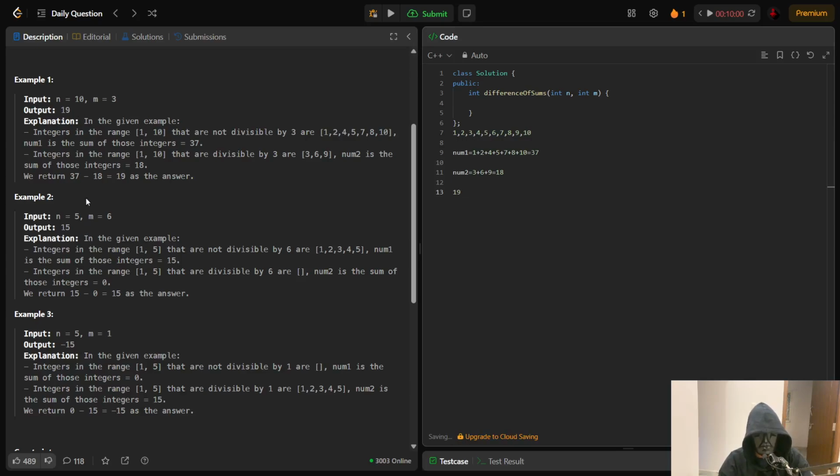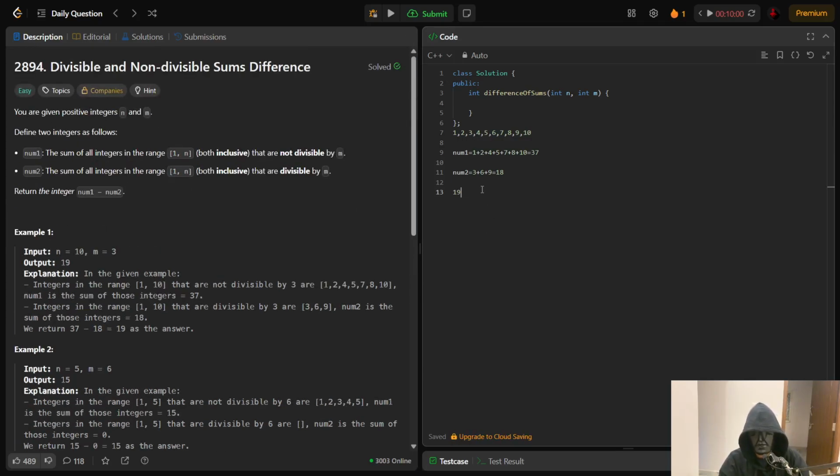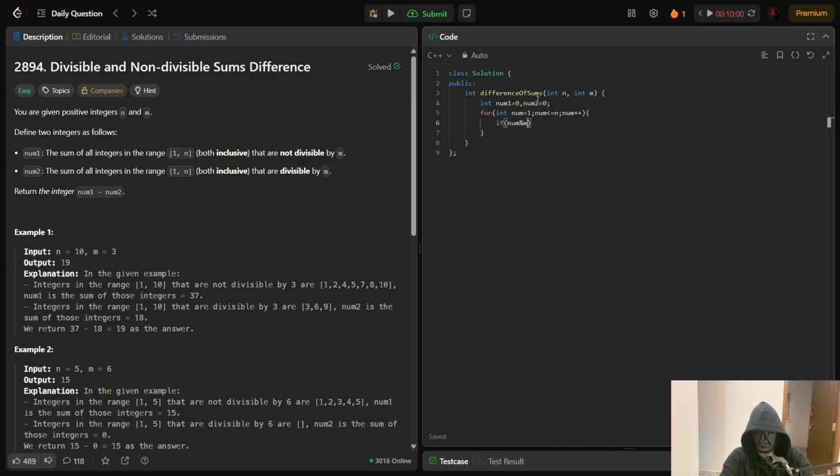So I think you pretty much got the problem statement. Let's try to solve this. Let's take two integers, num1 equals 0 and num2 equals 0. Both have to be initialized to 0 first. Now we'll take one loop, int num from 1 to n, num plus plus. In this we check if num modulo m equals 0, which means the number is perfectly divisible by m.